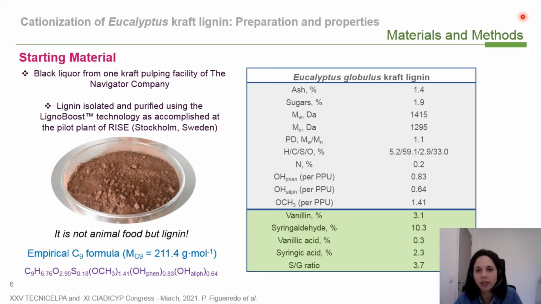Furthermore, the non-condensed fraction of the lignin structure was also characterized by means of nitrobenzene oxidation, revealing a low yield of phenolic aldehydes, which can be shown here, and a high syringyl-guaiacyl ratio of 3.8, which both are in agreement with literature.